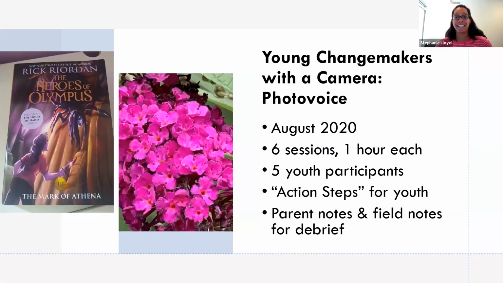And so this Young Changemakers with a Camera Photovoice project that was done, a few nuts and bolts here, it was done in August. It was 6 sessions that were 1 hour each. So we jumped online on Zoom in the morning for an hour. There were 5 youth participants, originally 6, and we had 1 dropout along the way, which, as researchers know, happens. There were action steps, and these were the in-between sessions.